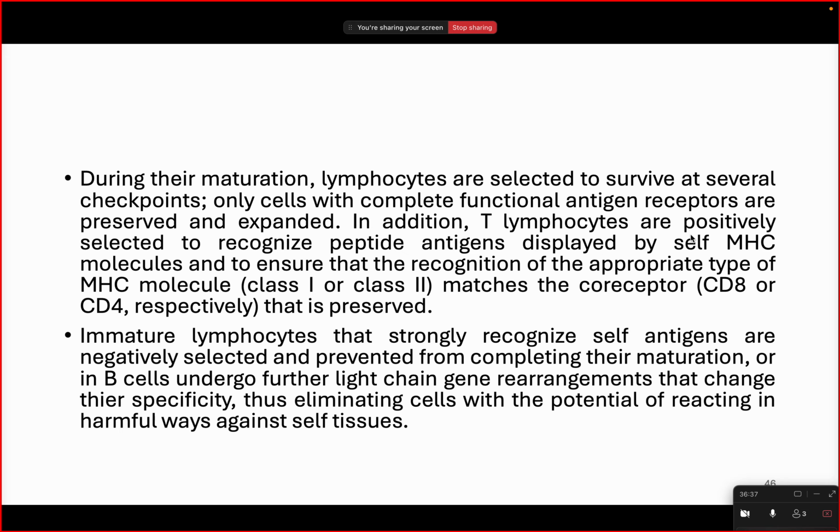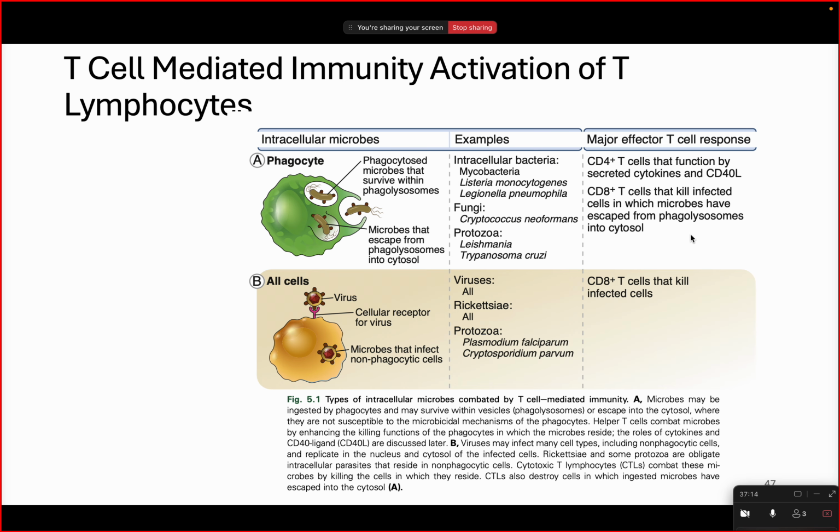During their maturation, lymphocytes are selected to survive at several checkpoints. You know why we need them, because if there is any disturbance or any error in the checkpoints, it leads to diseases, right? Only cells with complete functional antigen receptors are preserved and expanded. In addition, T lymphocytes are positively selected to recognize peptide antigen displayed by self-MHC molecules. Immature lymphocytes that strongly recognize self antigens are negatively selected and prevented from completing their maturation, because we don't need unnecessary load, right?